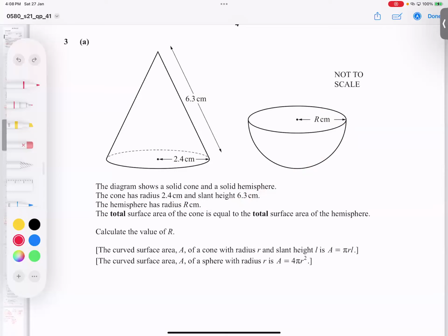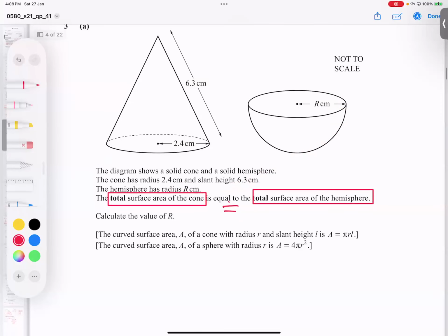The slant height is given as 6.3. And he's saying the most important sentence: the total surface area of the cone, I repeat, the total surface area of the cone is equal to the total surface area of the hemisphere. So this means equal. That simple. Okay.